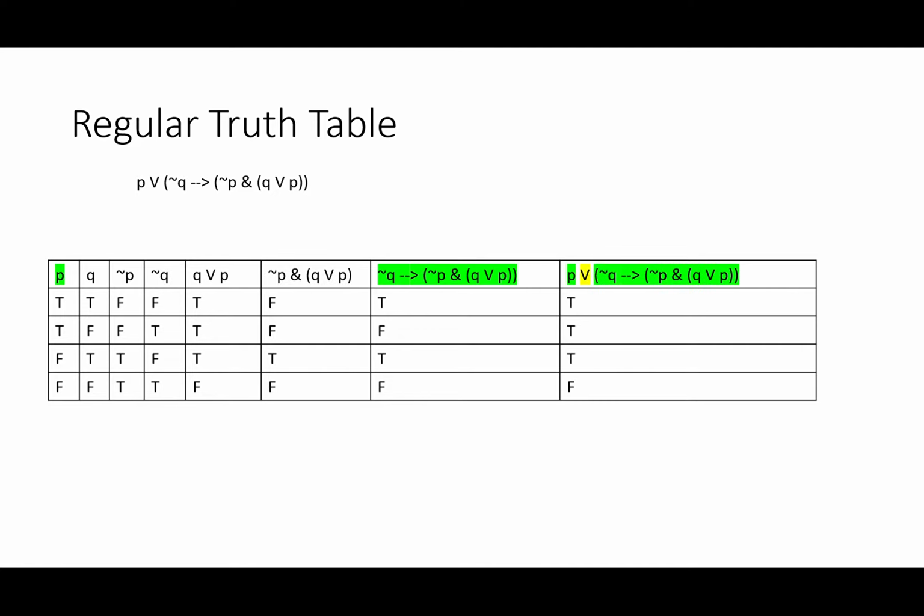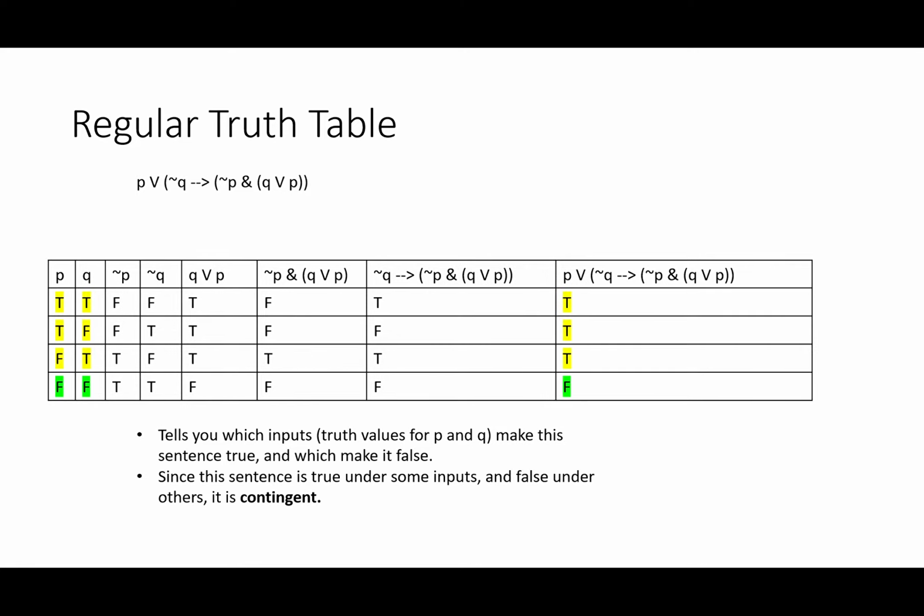And finally, we use P, or, and the long conditional that we just evaluated as our inputs and operator. And that gets us true, true, true, false. That's our answer. Those are the truth and falsity conditions, or not conditions, but results for that truth table. So this truth table tells us which inputs, truth values for P and Q, make this sentence true, and which make it false. The yellow show the inputs that give us true output, and the green show the inputs that give us false output. Since this sentence is true under some inputs and false under others, it is contingent.